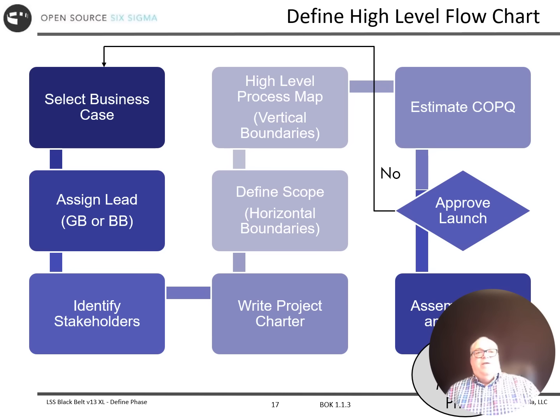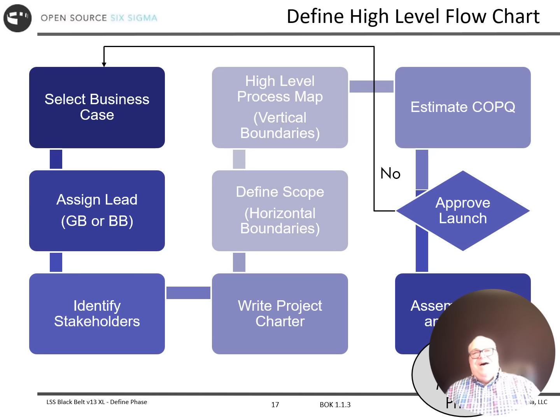When we get to that point, we've developed our charter and estimated the return. We're going to have a decision point. Is that the one that we're going to go forward with? If yes, we get the resources approved. We get the business lead and/or the process owner to commit the resources and commit to the timeline, and then we're off and running. And really, at that point, we're into the measure phase.